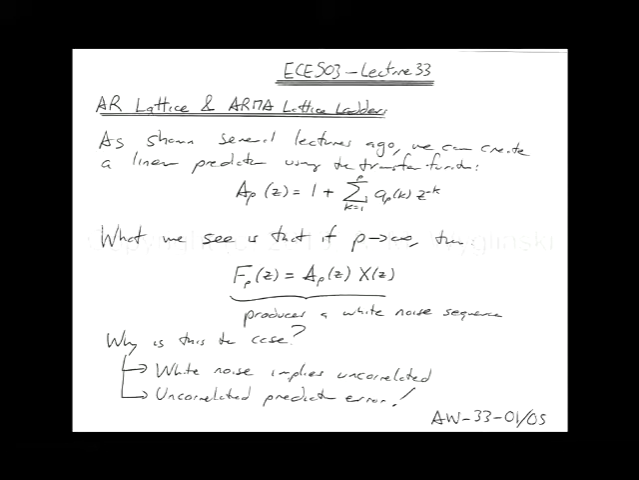What we're going to look at now is, can we set up these filters? We looked at the transfer function strictly in terms of difference equations. Can we set things up to be in terms of a lattice or a lattice ladder? Remember what a lattice did: it's mostly an all-pole realization, and the lattice ladder is a combination of poles and zeros.